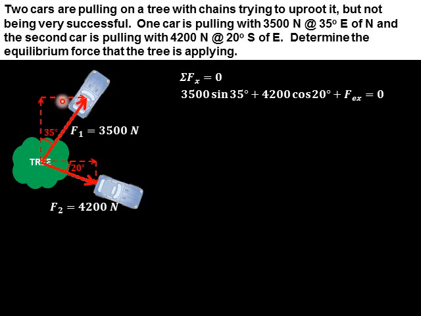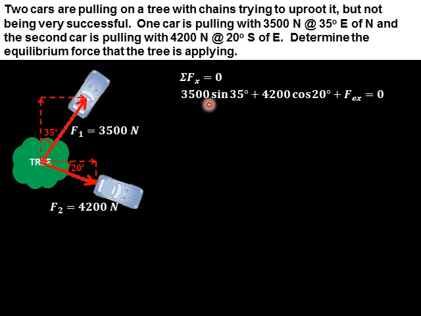The x component of force 1 is going to be sine. It's the opposite, so force 1, which is 3,500 sine of 35 degrees. That's in the x direction. And then the x direction for force 2 is going to be cosine of 20 degrees, so 4,200 cosine of 20 degrees. And then we have the equilibrium force. The tree is applying a force that is balancing those two.